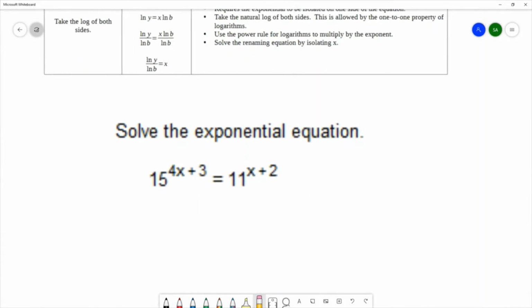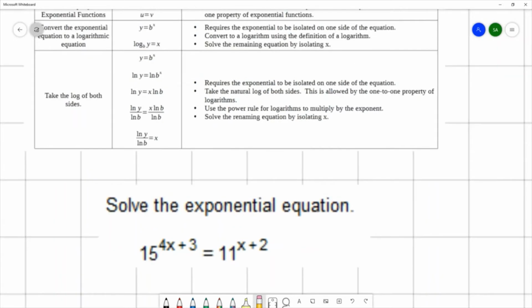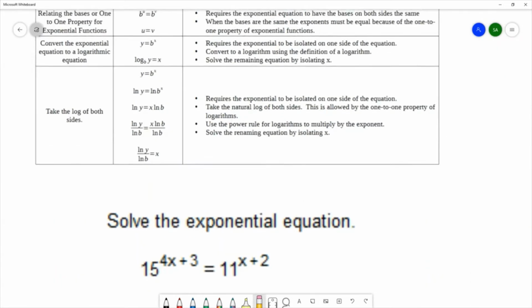So these are the three main methods of solving exponential equations. And I'd really like to use the first one, which is relating the bases. However, I have a base of 15 and a base of 11, and I cannot make those bases the same. So that means the first method is out, and I can either convert to a logarithmic equation or I can take the log of both sides. Generally, I prefer this third method of taking the log of both sides, so I'll use that approach on this example.